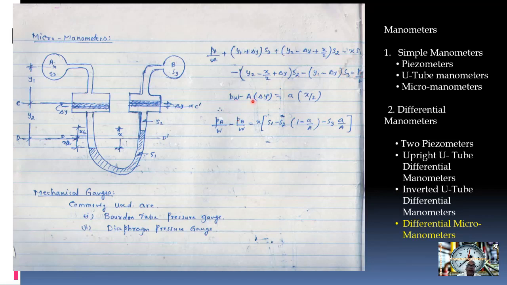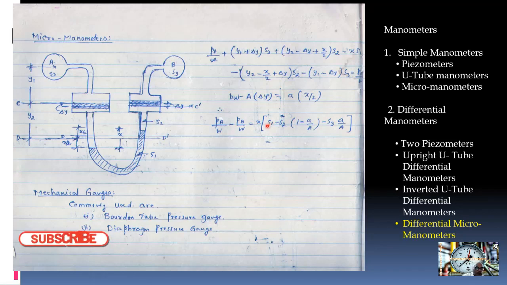Now A into delta Y is equal to a into X by 2. So PA by W minus PB by W is equal to X into S1 minus S2 into 1 minus a upon A, minus S3 into a upon A. Making the reservoir of large area, a by A can be ignored here. So the equation becomes PA by W minus PB by W is equal to X into S1 minus S2. This way also you can do it.